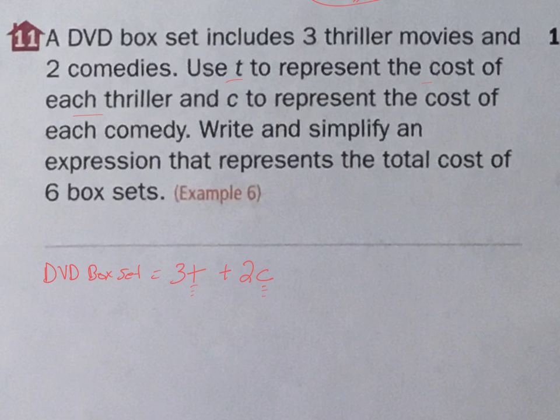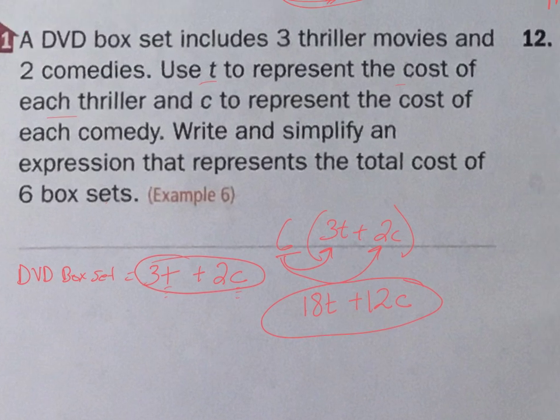Write and simplify an expression that represents the total cost of 6 box sets. Well, this right here is 1 box set, so 3T plus 2C is 1. I want 6 of these babies. So 6 times this 1 box set. Now I'm going to simplify it by distributing it. 6 times 3T is 18T, plus 6 times 2 is 12C. And there is the total cost of 6 box sets simplified.